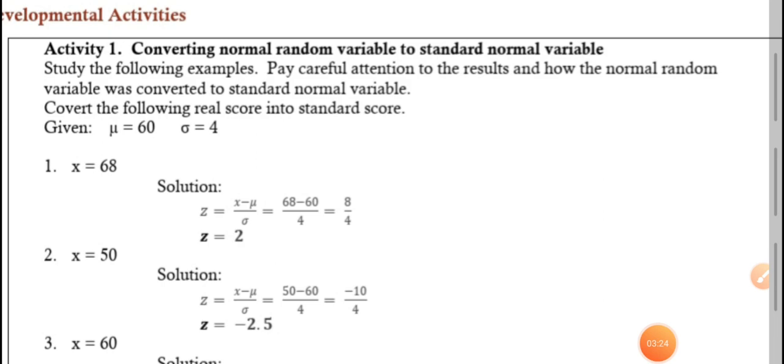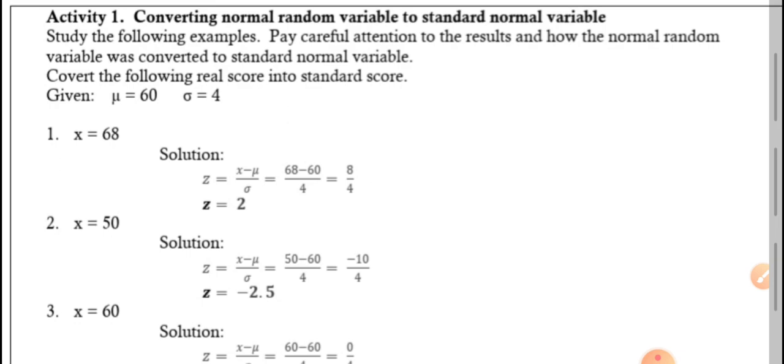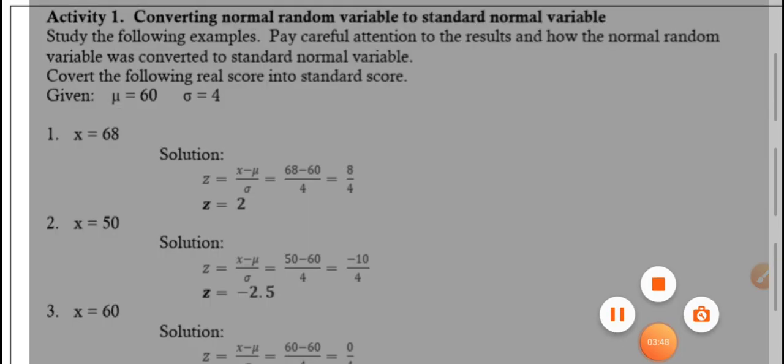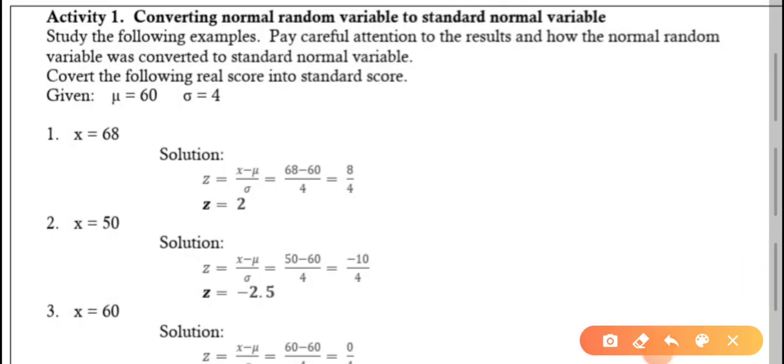Dumako naman tayo sa converting normal random variable to standard normal variable. Study the following examples. Pay careful attention to the results and how the normal random variable was converted to standard normal variable. Convert the following raw score into standard score. Given mu is equal to 60 and we have standard deviation of 4. Kung mapapansin nyo, yung symbol na ginamit dito ay ito, meaning ang pinag-uusapan natin dito ay population.